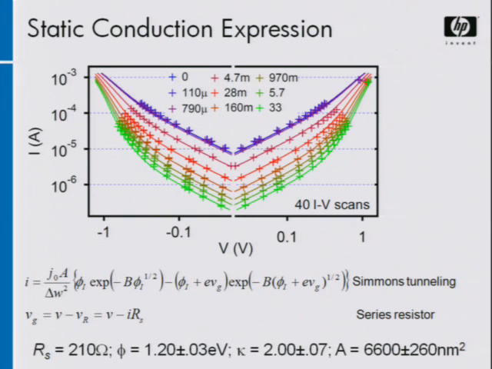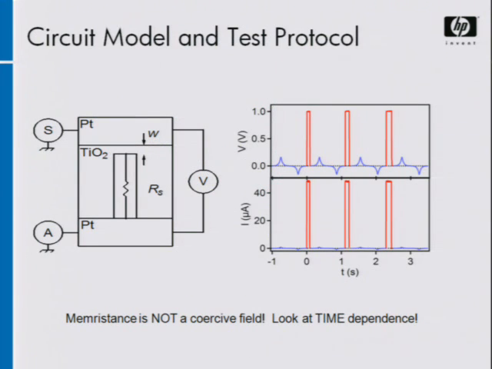If you make any other measurement, these devices, this memristance is not a coercive phenomenon. Most people who are out there trying to measure their devices are trying to essentially measure a coercive type of system. They're making measurements as a function of voltage, and they're completely fooling themselves. You have to look at the time dependence.